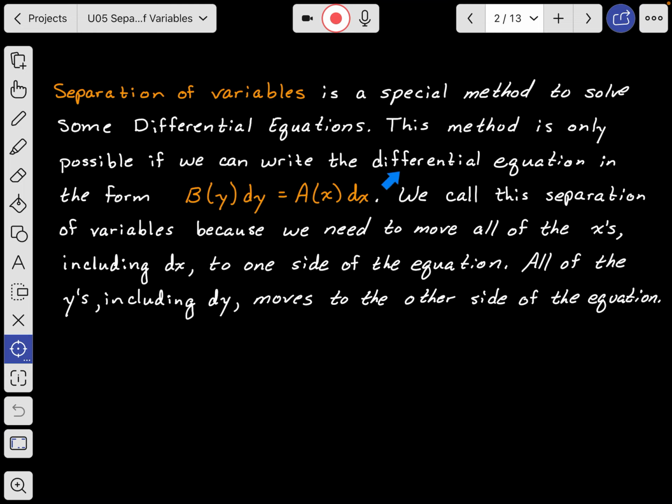This method is only possible if we can write the differential equation in this form, where I have h(y) dy equal to g(x) dx. We call this separation of variables because we need to move all of the x's, including dx, to one side of the equation, and all the y's, including dy, to the other side of the equation.